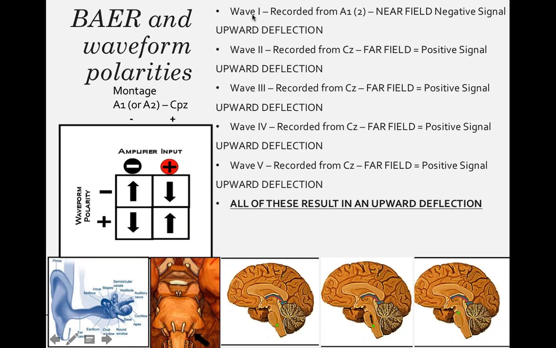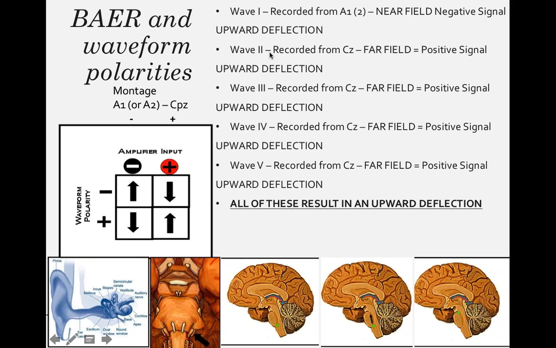Okay? Wave 1, the clicking, recorded from A1. The electrode is somewhere over here on A1, and the stimulus is being generated right over here. This is a near field response. So we have a negative near field signal coming into the negative channel, and that creates an upward deflection.